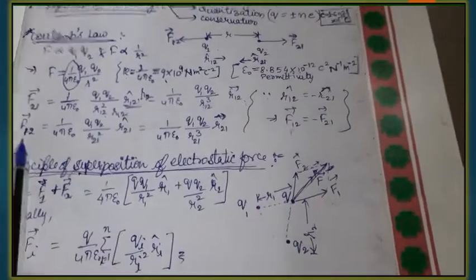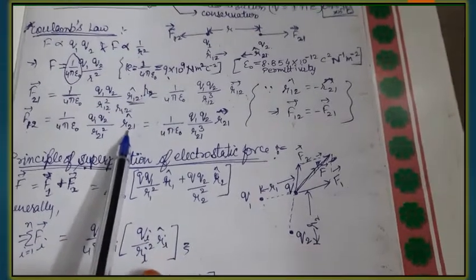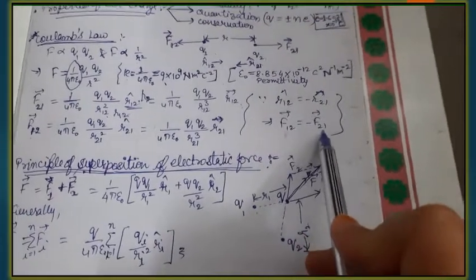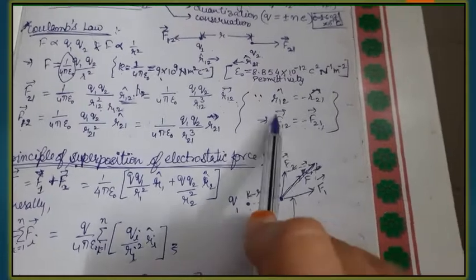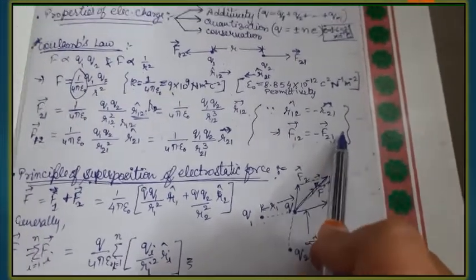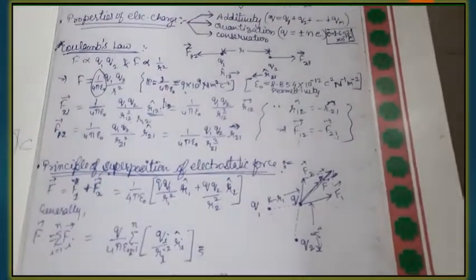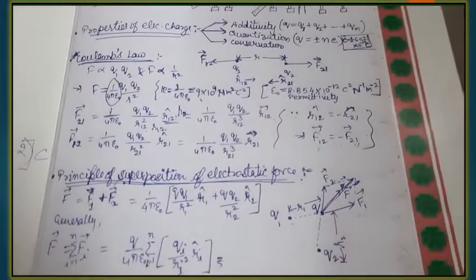Then the other force is F12. Now F12 is equal in magnitude to F21 but opposite in direction. That's why F12 is equal to minus F21. Both we have given vector sign. It is very important because force is a vector quantity. So in this way we learned how to determine the electrostatic force acting between any two charges. This we have already learned.